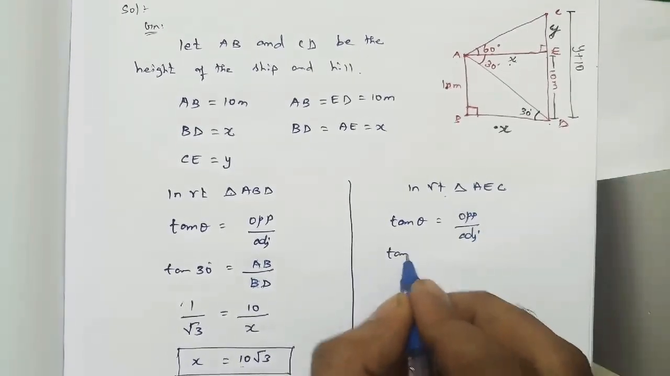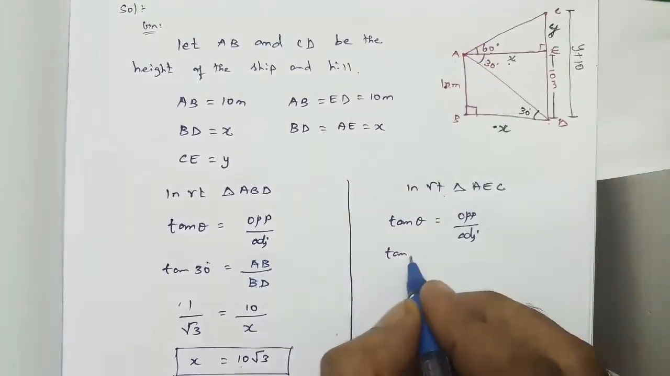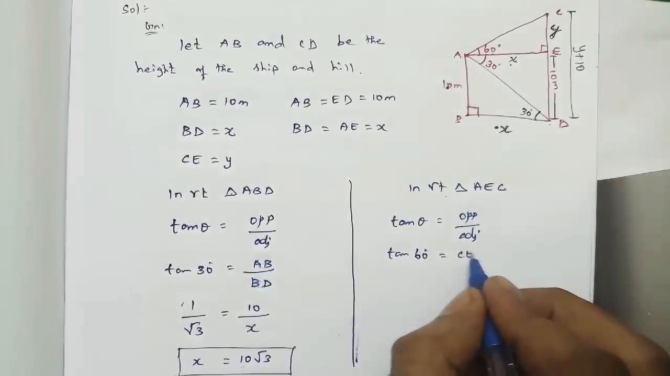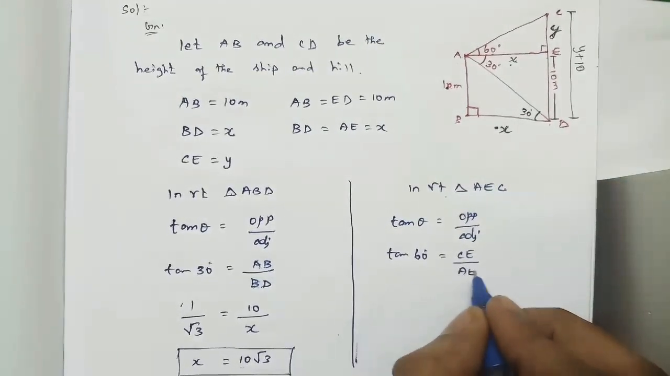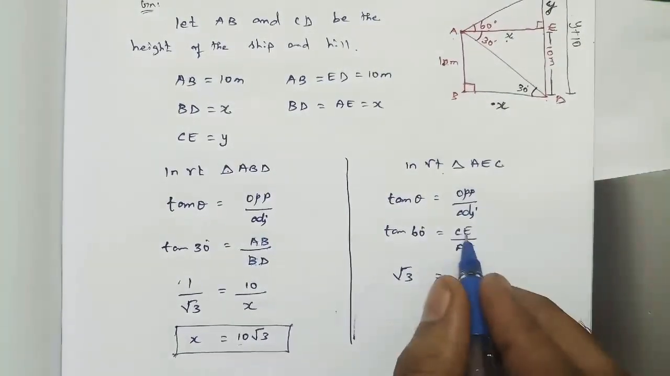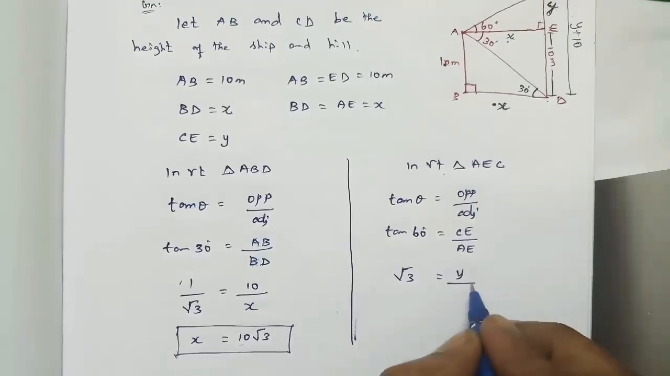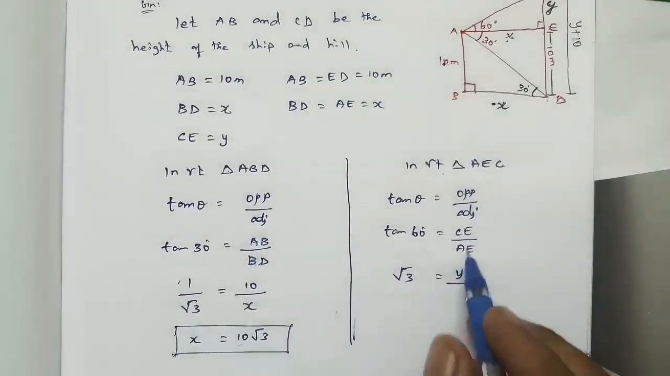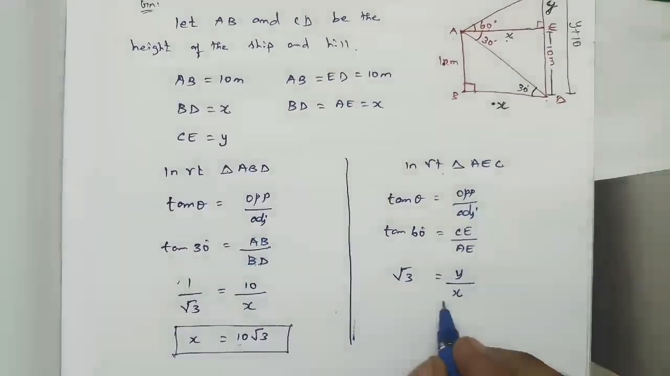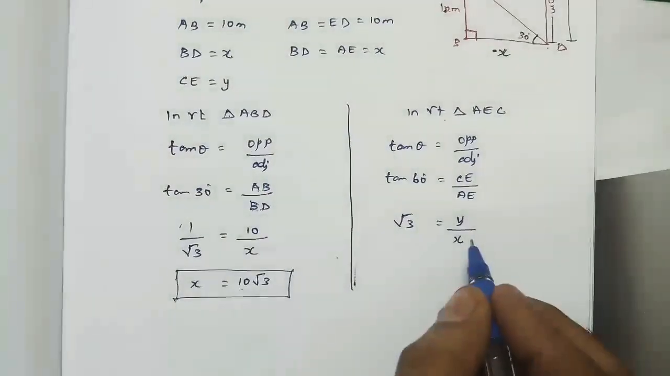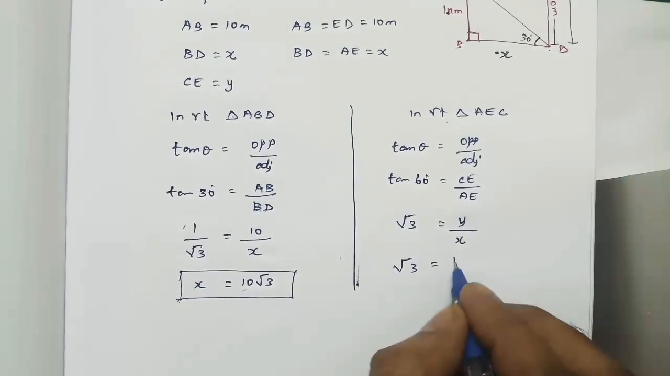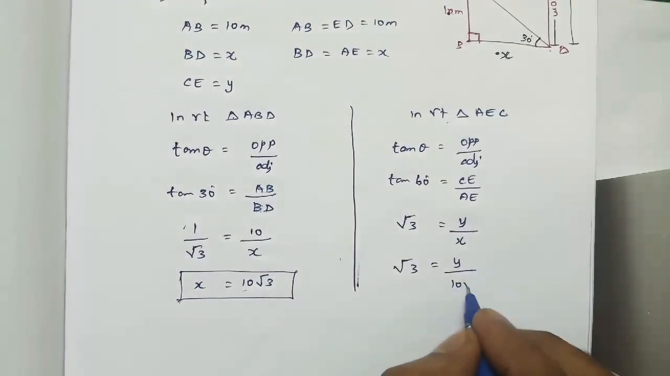So here, in right triangle AEC, what is theta? 60 degree. So tan 60 degree is equal to opposite side CE divided by AE. What is the value of tan 60 degree? Root 3. So root 3 is equal to CE, which is y, divided by AE. What is the value of AE? That is x. Already we know the value of x, 10 root 3. Now you can substitute: root 3 is equal to y divided by 10 root 3, right?